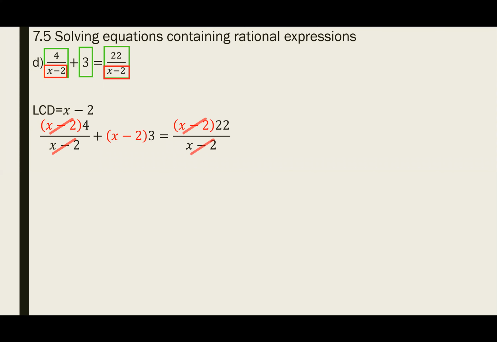My mini goal is the x minus 2 on the numerator and the x minus 2 on the denominator, they cancel out. And this is what you have. You have 4, because the x minus 2 cancels out, plus x minus 2 times 3, equal to 22. And now what do I do? We need to distribute the 3 times the x, and again distribute the negative 2 times 3 to give us a negative 6.